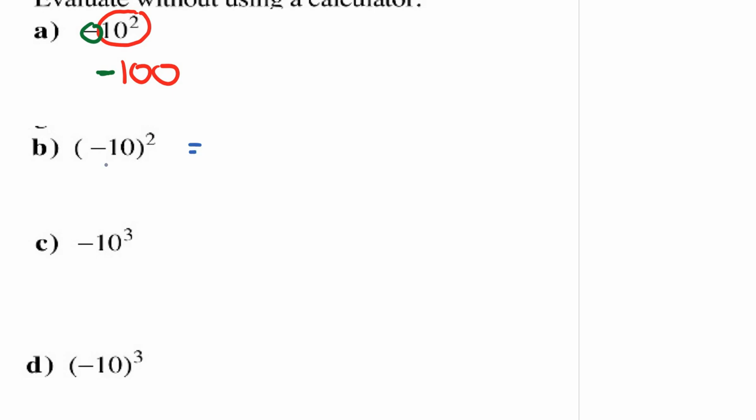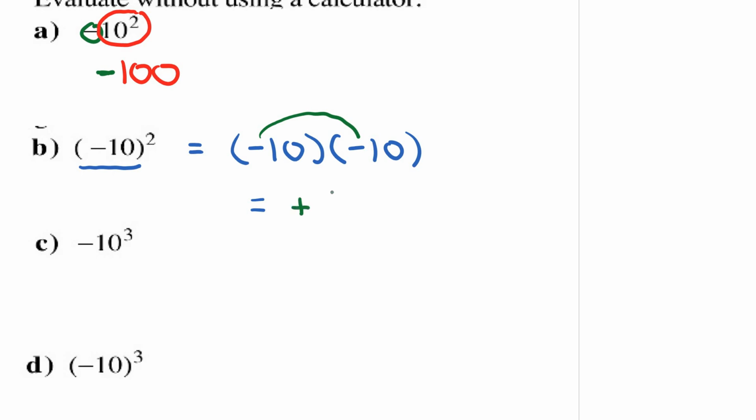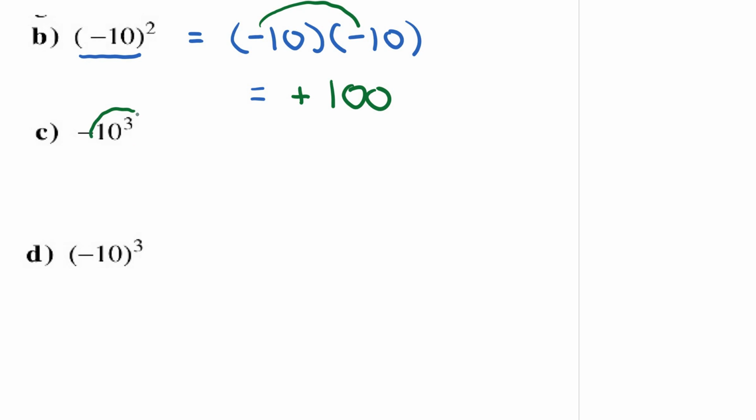For letter B, since I have the brackets there, if you want to write this as a repeated multiplication, it's just -10 times -10. And since you have 2 negative signs, the final answer will be positive, right? So positive 100. All right, so 10 to the power 3, that's 10 times 10 times 10. So 10 times 10 times 10, and that's going to be 1,000.